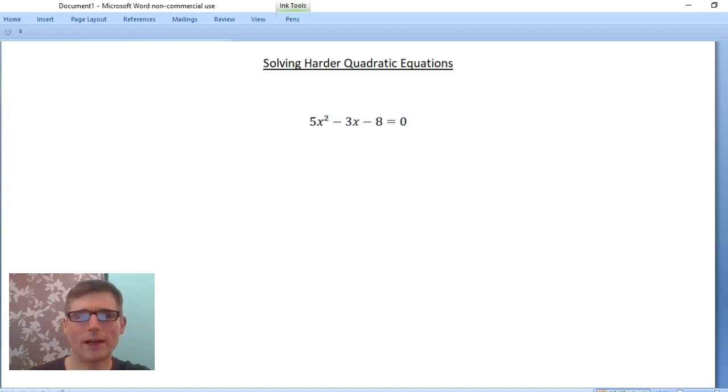Today I'm going to talk about how to solve a more difficult quadratic equation. We can see here that we've got a 5 in front of the x squared, and that makes it much more difficult. But happily, there is a method that we're going to use called the AC method.